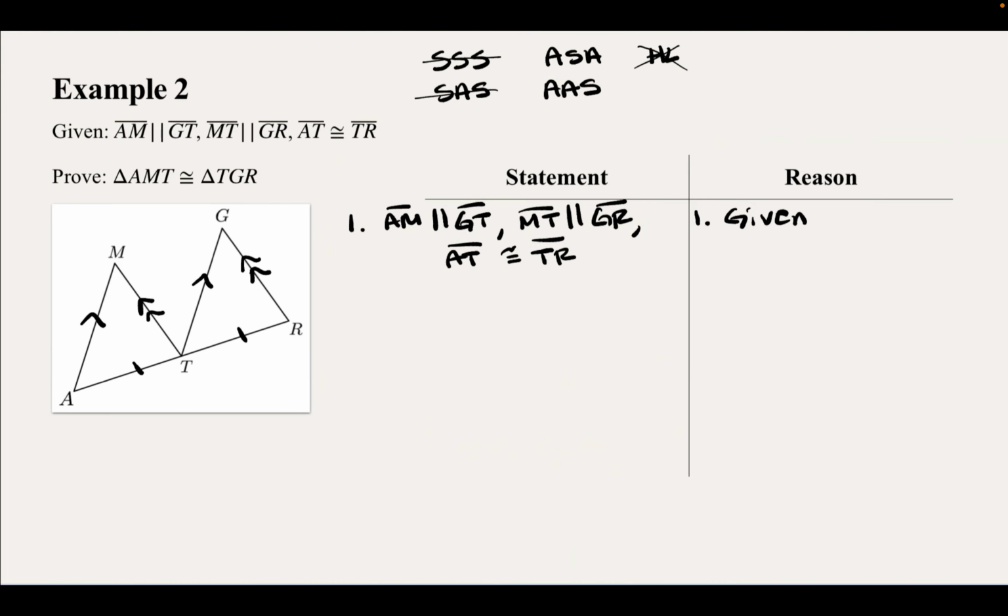If I know that AM and GT are parallel, then I know that angle A and angle GTR are congruent because those are corresponding angles. If you have a hard time seeing that, my recommendation is that you extend out those 2 lines and draw that transversal, and now it's a lot easier to see that those are corresponding angles. So if that helps you, go ahead and do that. Angle A is congruent to angle GTR. That is corresponding angles.